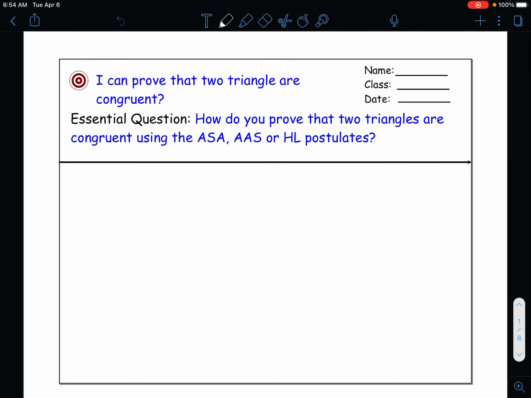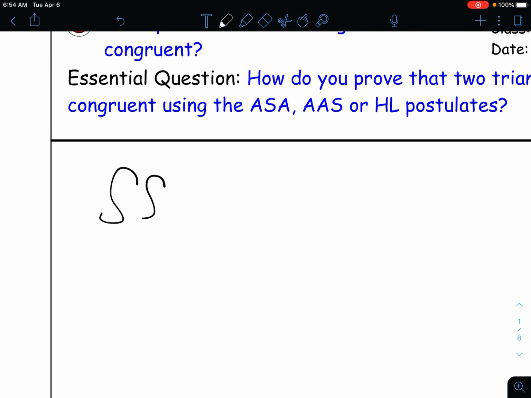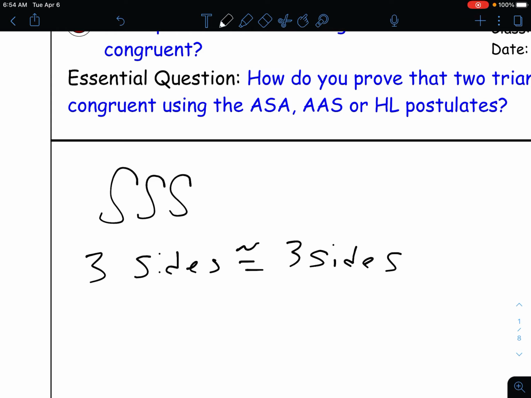Yesterday we talked about proving triangles congruent, and we talked about two of the postulates we used. We talked about side, side, side, where we had to have three sides of one triangle congruent to three sides of another triangle. If that's the case, then we can prove that those two triangles are congruent, right? We use that conditional: if three sides of one triangle are congruent to three sides of another triangle, then the two triangles are congruent. The other one we learned yesterday was side, angle, side.